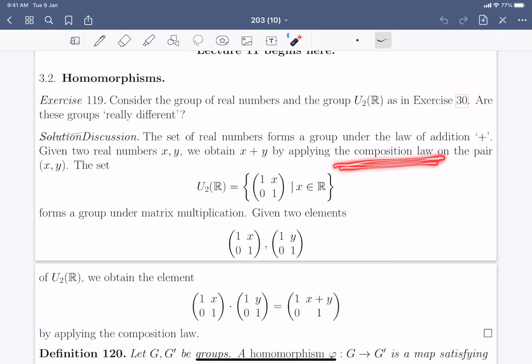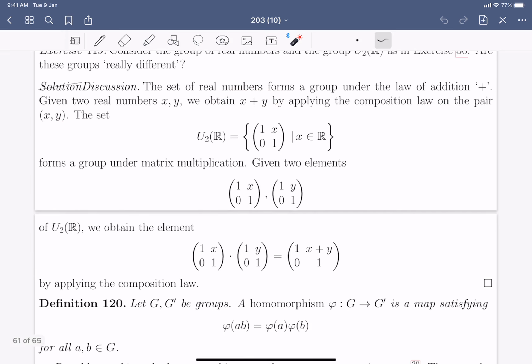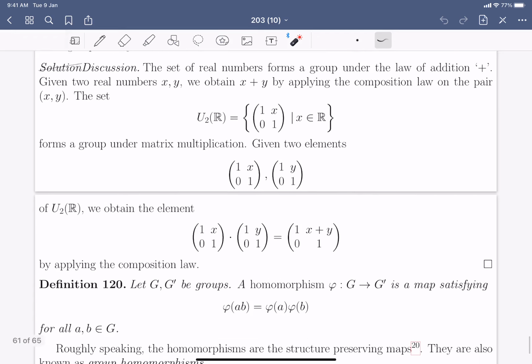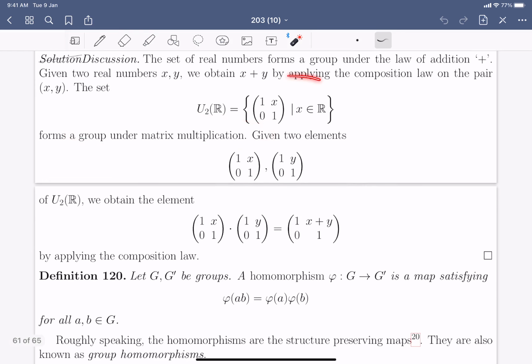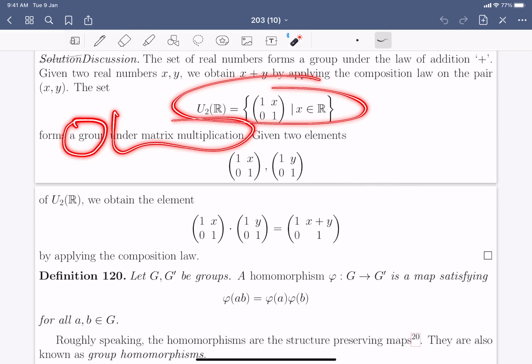We apply the composition law on the pair x comma y, and we end up getting the sum x plus y. This is the composition law, and you know that the set of real numbers form a group under this composition law. On the other hand, this group U2R, as I mentioned a while ago, consists of matrices of the form [[1, x], [0, 1]], where x varies in R, and this set forms a group under matrix multiplication.